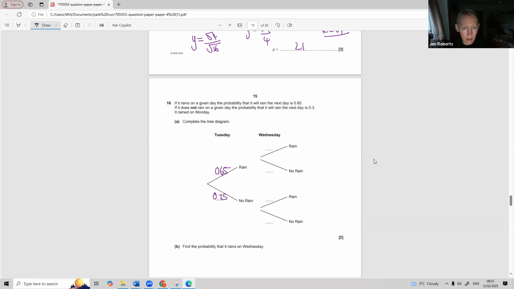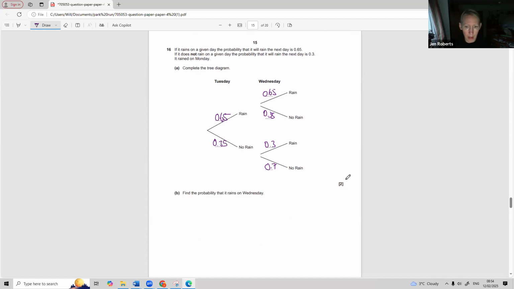It did rain here, so we want the same probability on Wednesday. If it does not rain on a given day here, the Tuesday, probability it will rain the next day, 0.3. So that's 0.7. Don't forget each of the branches add up to 1.